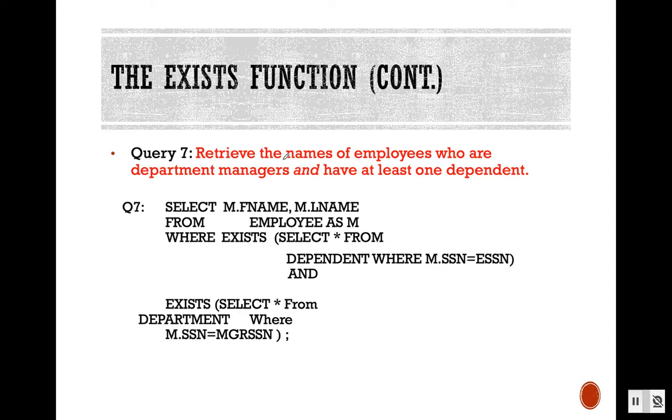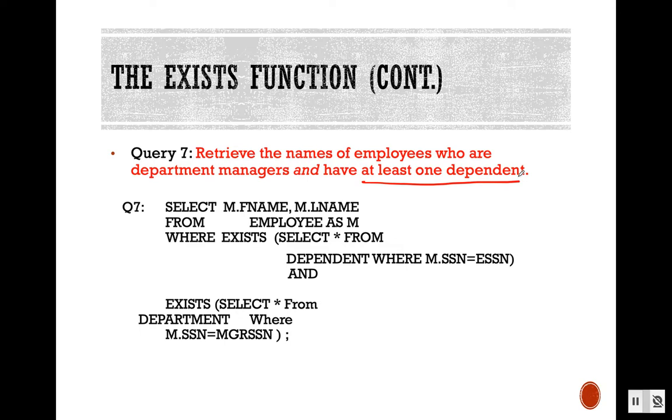Let's see one example. We're going to retrieve the name of employees who are department managers and have at least one dependent. So for each employee, we are going to check whether that employee is a department manager, and that employee has at least one dependent.